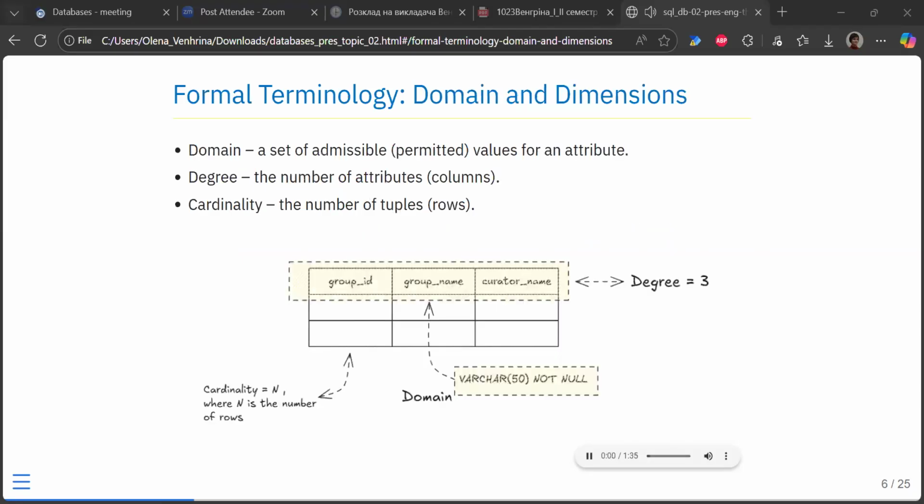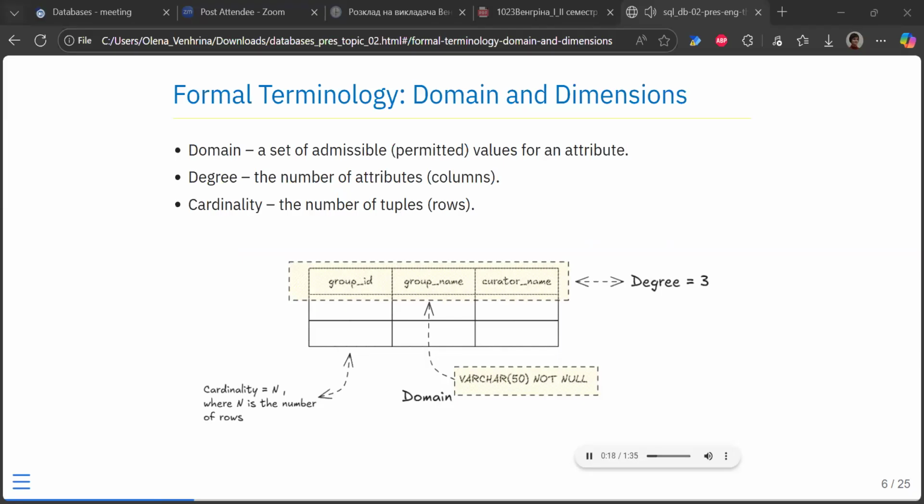On the last slide, we defined three main structural components. Now let's look at the rest of the terms needed to understand the model. The most important of the abstract concepts is domain. A domain is essentially a set of rules for a specific column. These are all the values it is allowed to accept.